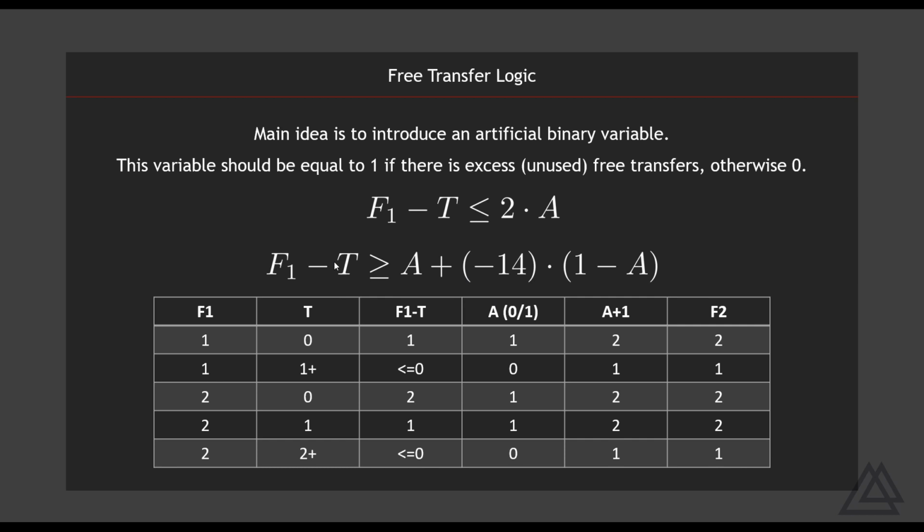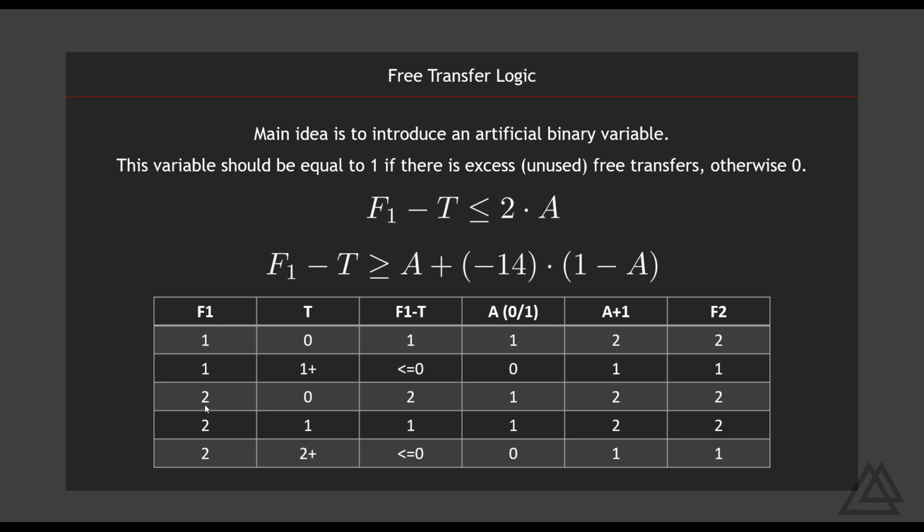This minus 14 comes from the fact that, theoretically, you can only have at most 15 transfers in a week. Like you can sell every player in your squad and buy a totally fresh new squad. And this could be 15 at most. And F1's smallest value is 1. So 1 minus 15 gives you minus 14. And so this here will be a value between 0 and minus 14. And this will enforce that A cannot get value 1, because if A becomes 1, then notice 1 minus A will turn into 0, and 0 times minus 14 will cancel this part.